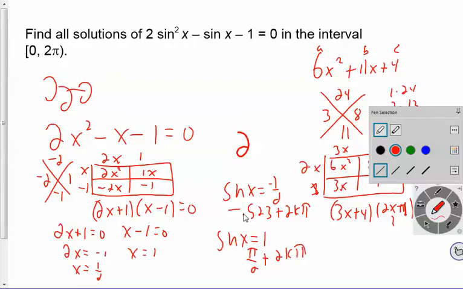Oh, I'm sorry. I just need these guys, so take out the 2k pi. Take out this, and actually take out that, because that is not from 0 to 2 pi. Okay?